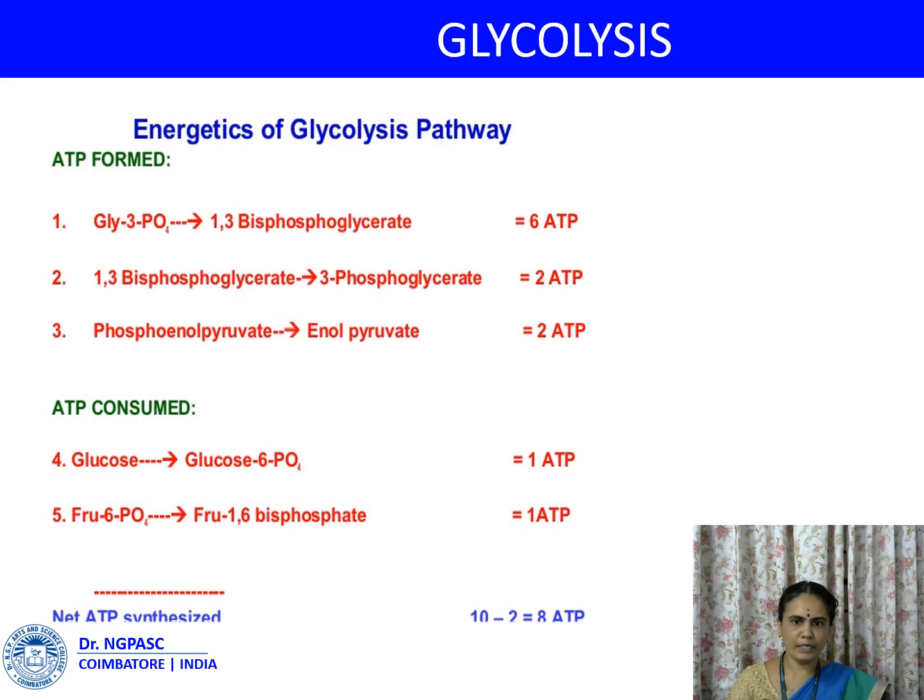ATP is formed in 3 steps of the reaction and ATP is consumed in 2 steps of the reaction. Totally, the number of ATP synthesized is 8 ATP molecules.